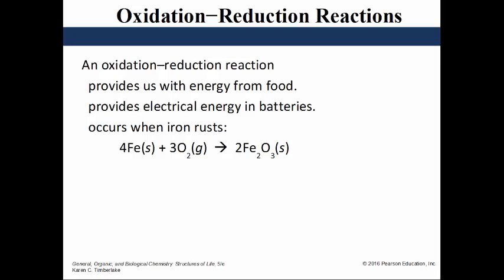And that's what this equation is showing. The solid form of iron, say on the bumper of your car, plus oxygen in a gas form, that over time gives you iron oxide, a different compound, which is that reddish brown color, which has undergone a chemical reaction.